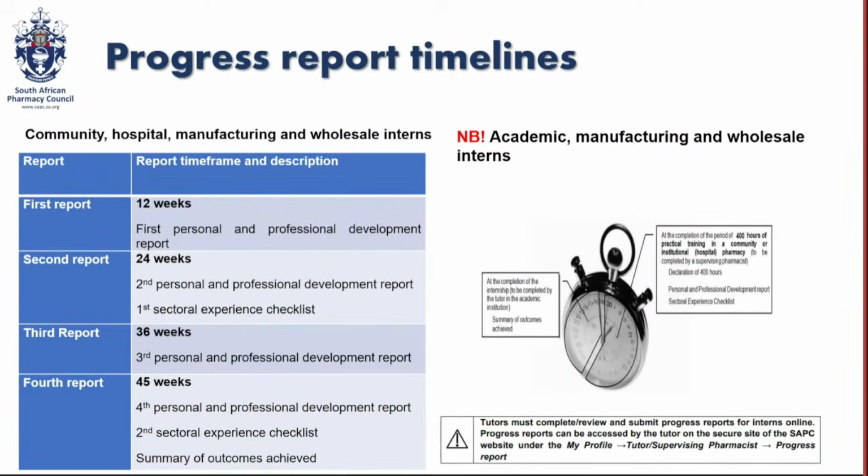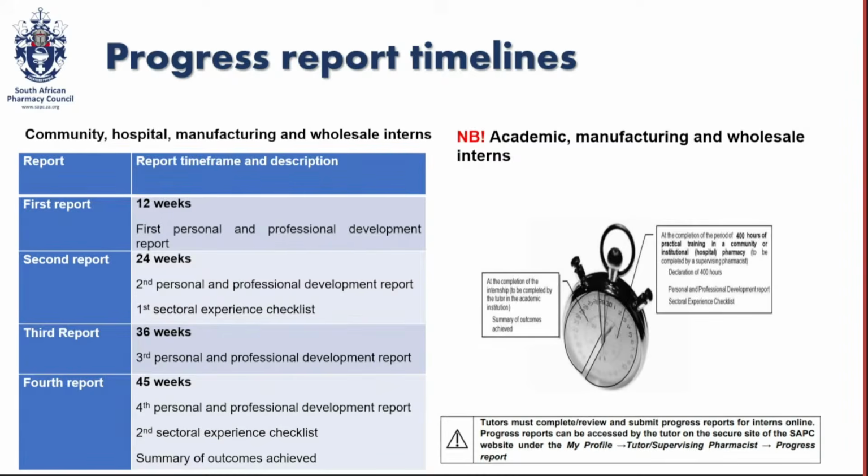Progress reports that I've mentioned earlier as well are also time dependent. So you'll see the first report is due within the first 12 weeks of the intern beginning, followed by the 24 weeks for the second report. The third report is 36 weeks, and then the fourth report is 45 weeks. And there's requirements for all of them.